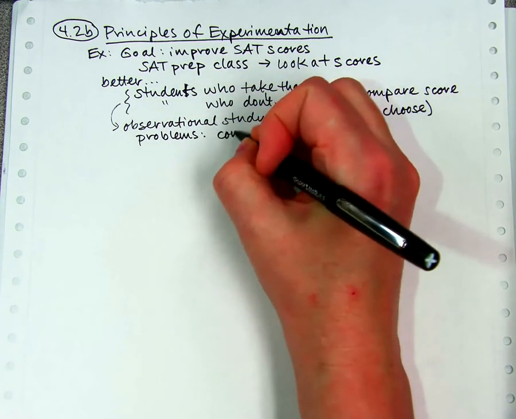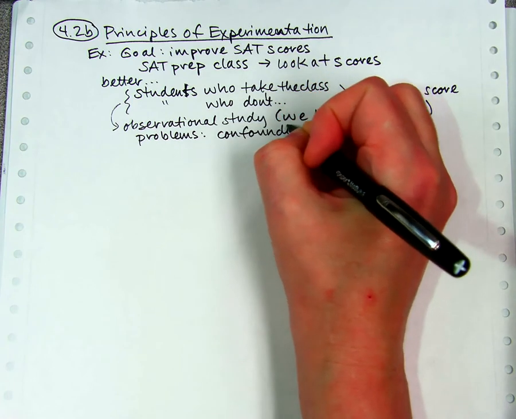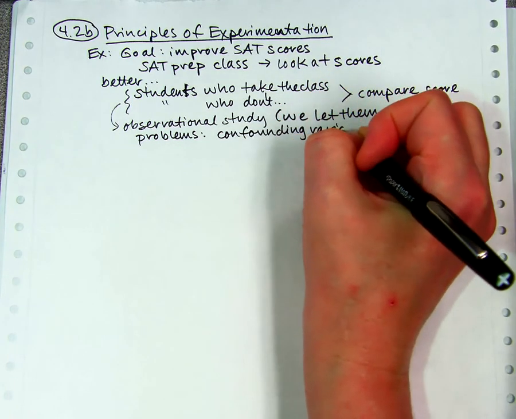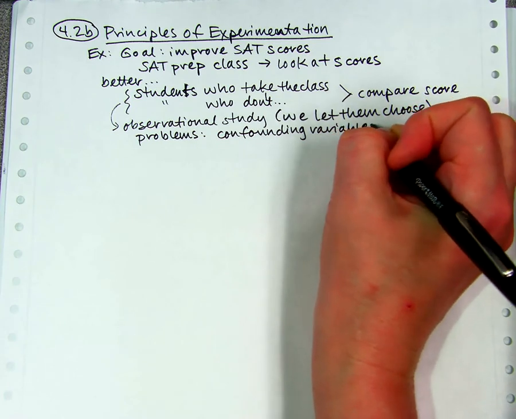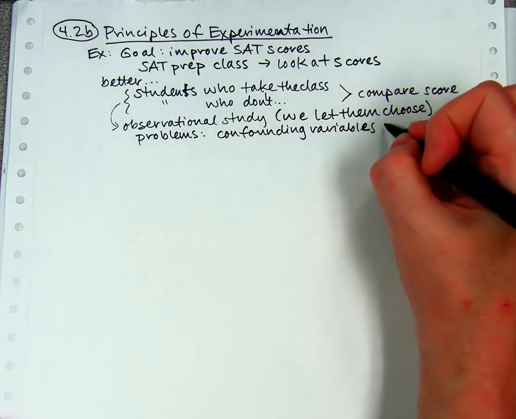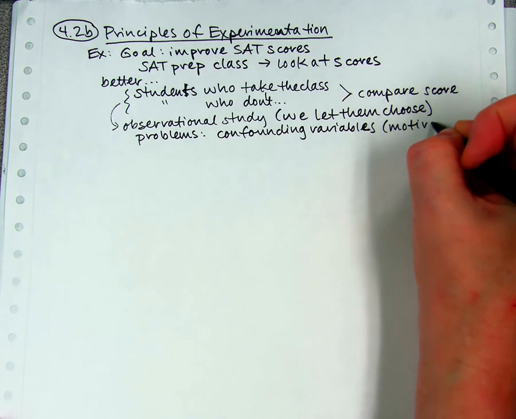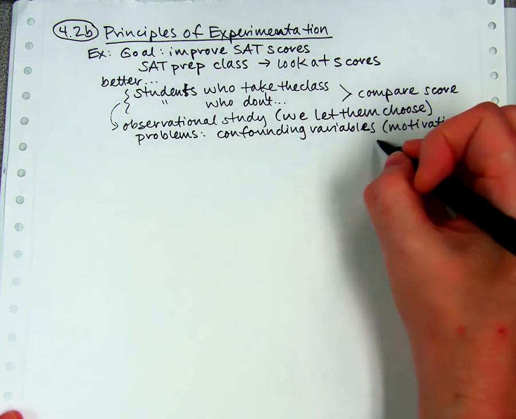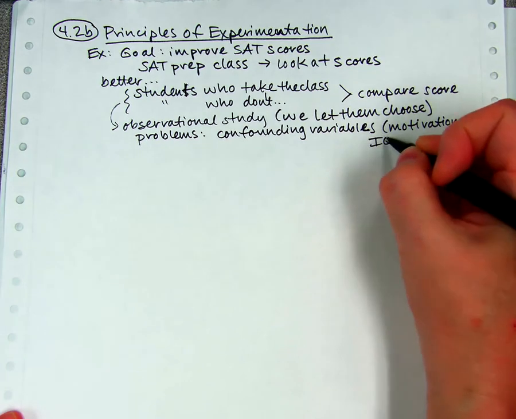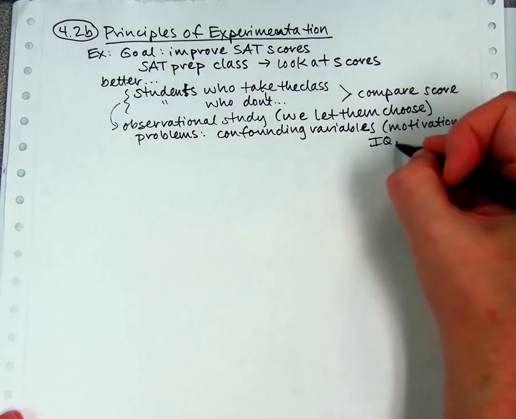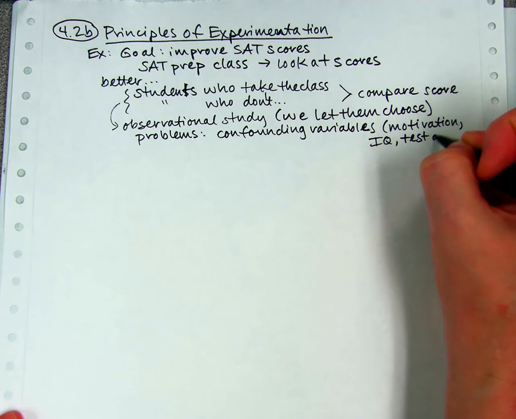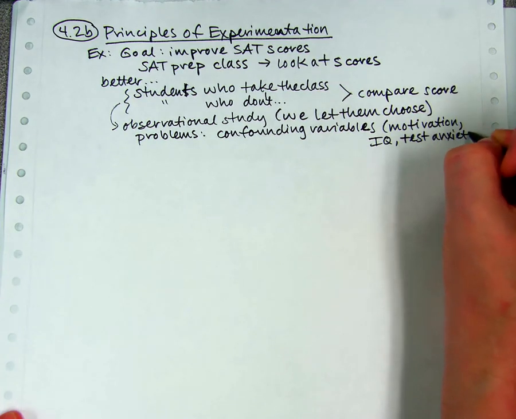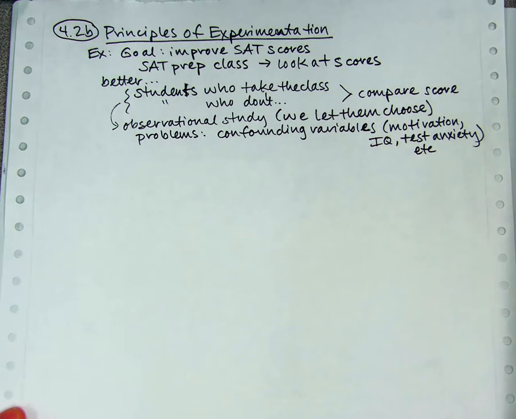Specifically, confounding variables. Remember those confounded variables, they just mess up my study completely. For instance, motivation. Those who are strongly motivated might take the class, and they also might do better because they're motivated. It might be about their IQ, natural intelligence. It might be about their test anxiety and whether the class helps with their test anxiety. There's a lot of things that could happen. I'm going to put etc. because there's a lot of confounding variables here.